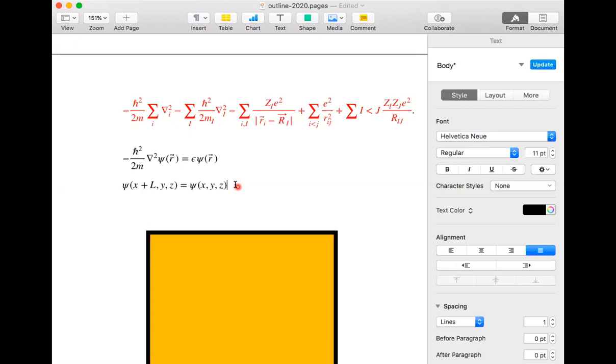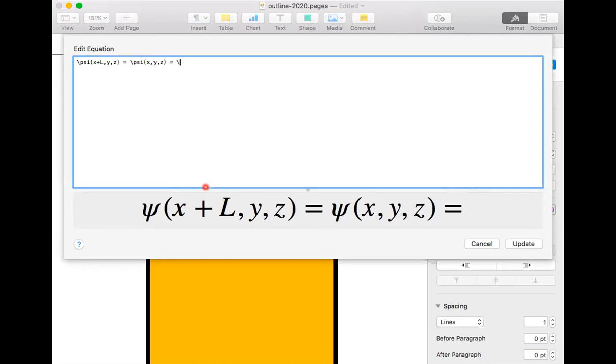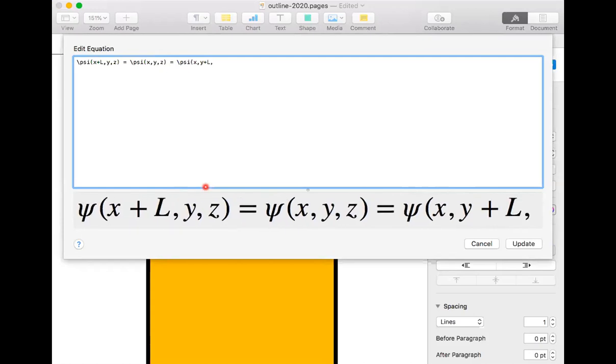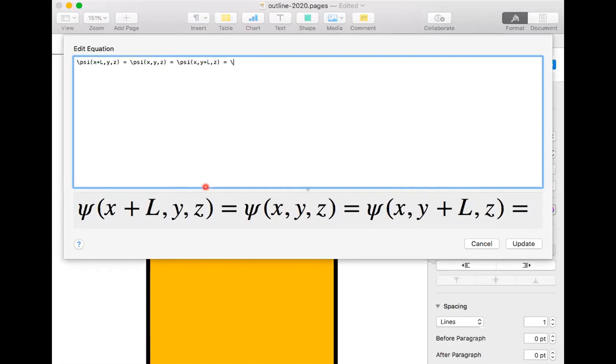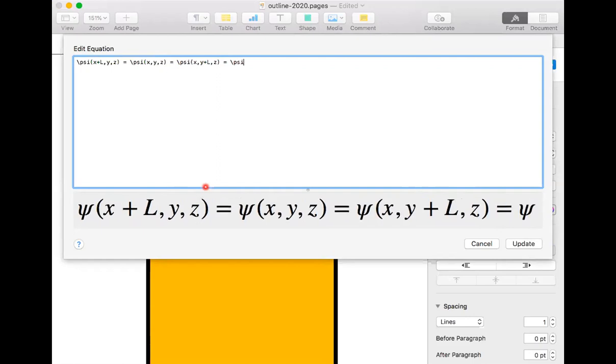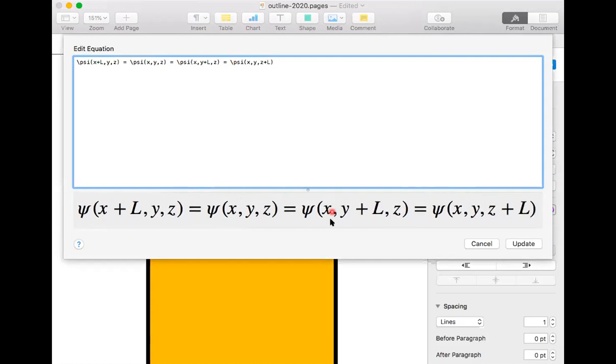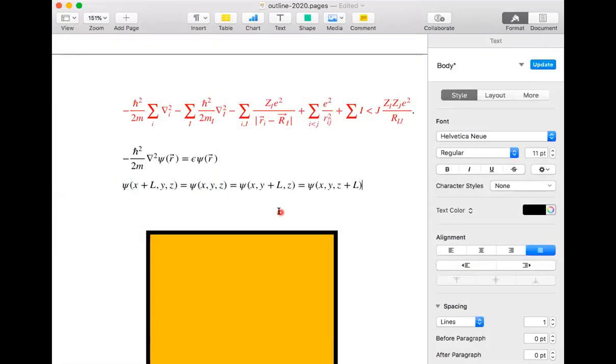That is, psi of x, y plus L would be equal to psi of x, y, z. So this would be the same as psi of x, y plus L, and z, which is equal to psi of x, y, z plus L. In other words, I'm considering the electrons to be confined in a big box, let's say, and then I apply these periodic boundary conditions.